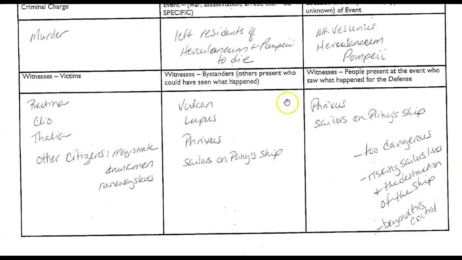So what is the defense, right? Why is it that he's not guilty of murder? Well, I just jotted down some things that these witnesses would say. It was too dangerous. He was risking the lives of the sailors to go closer, the destruction of the ship if he went closer, and this volcano was beyond his control. It wasn't like he could really fight it, right? And so those would be the kinds of testimony that these witnesses would give for the defense.